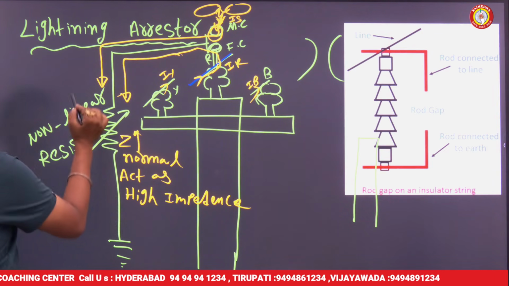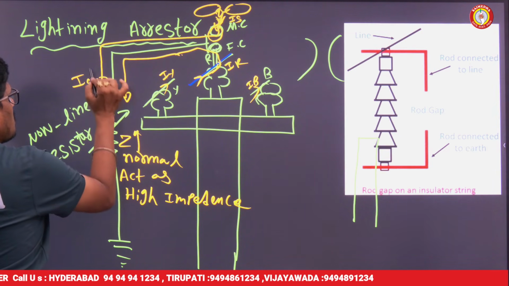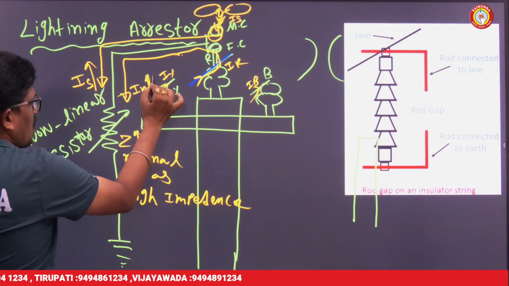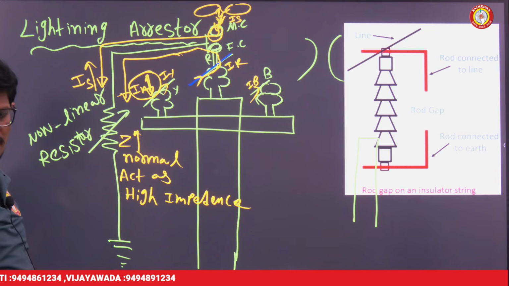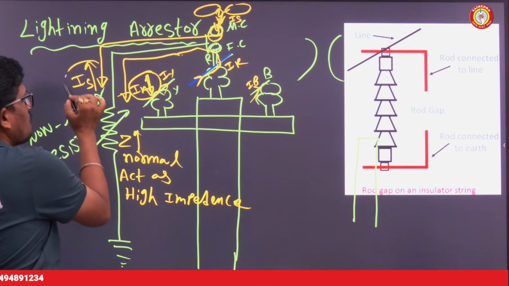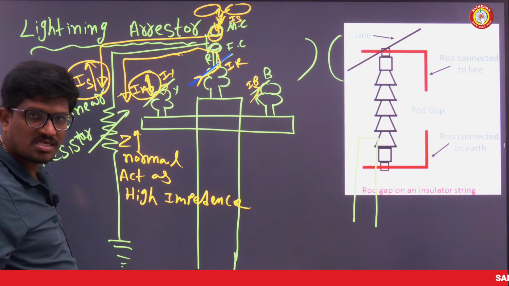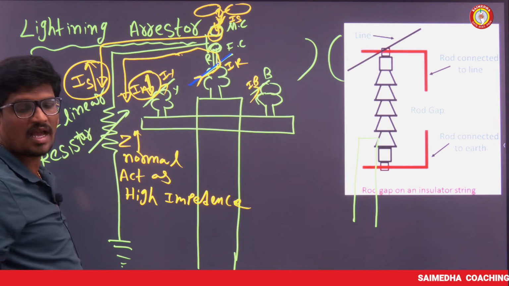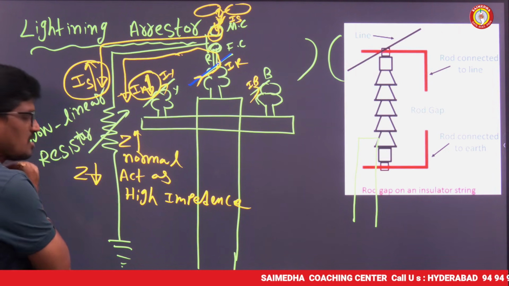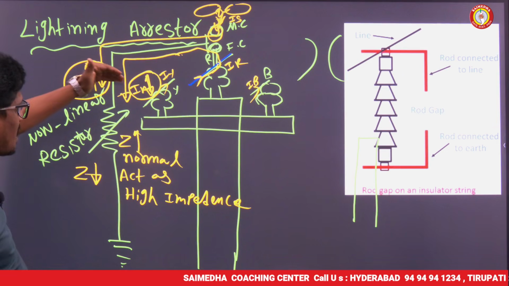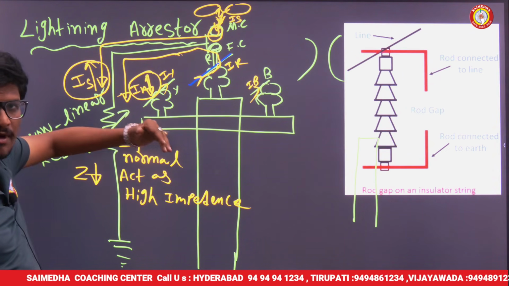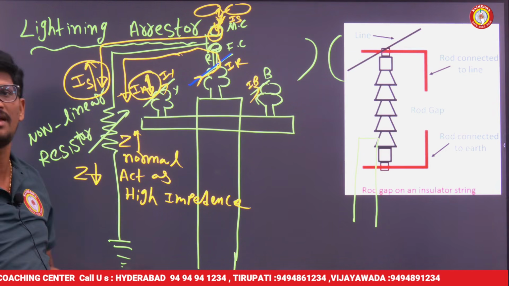But the magnitude of the surge currents is very high when compared to the normal currents. So when a high amount of current flows in the non-linear resistor, it acts as a low impedance path. Try to understand. When low currents flow into this non-linear resistor, it acts as a high impedance path. That's why this is called non-linear.